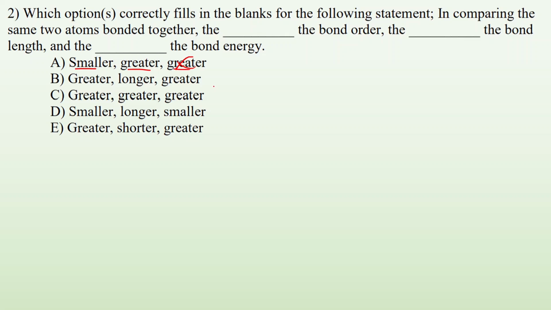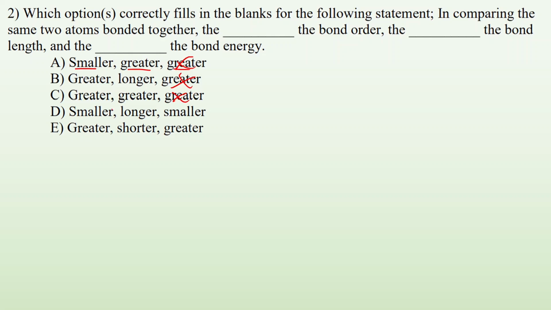B, the greater the bond order, the longer the bond length. That's true, and the greater the bond energy. Nope, sorry, incorrect. C, two atoms bond together, the greater the bond order, the greater the bond length, and the greater the bond energy. So not true.